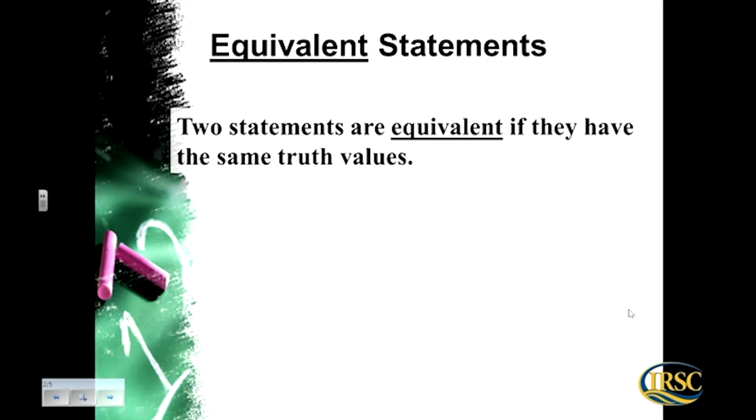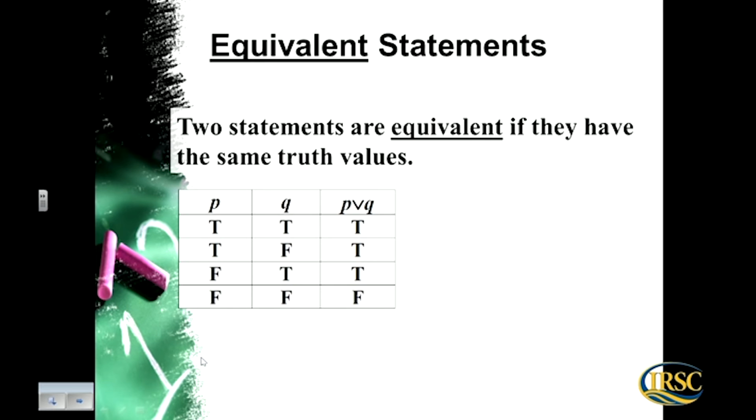On your handout you have truth tables for P or Q, and if not P, then Q. Your first truth table should look like this. If you're doing a table for P or Q, P is true, true, false, false. Q is true, false, true, false. And your OR statement is true, true, true, false.